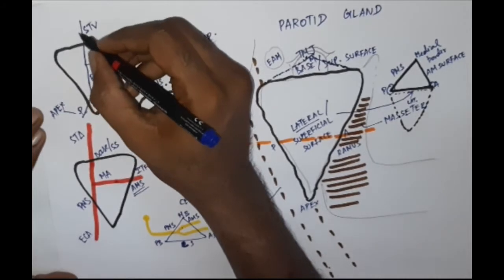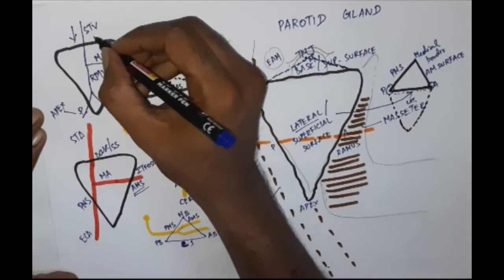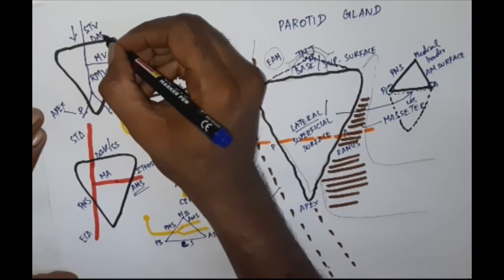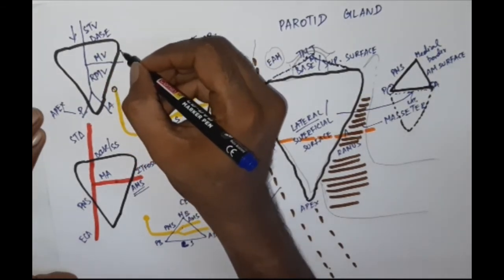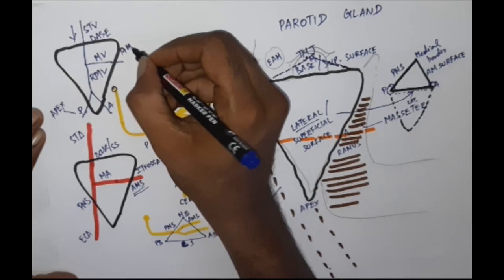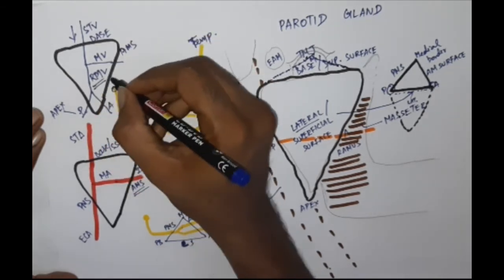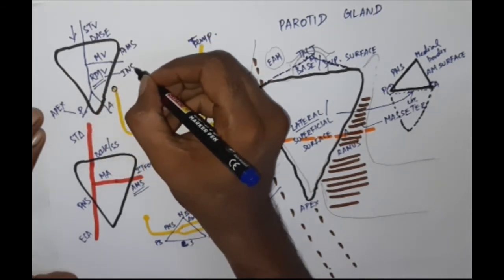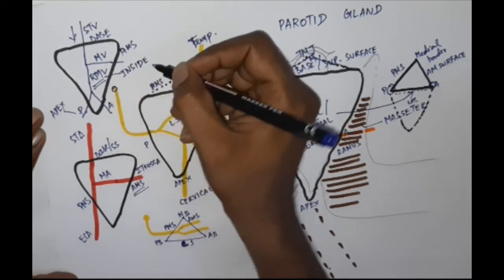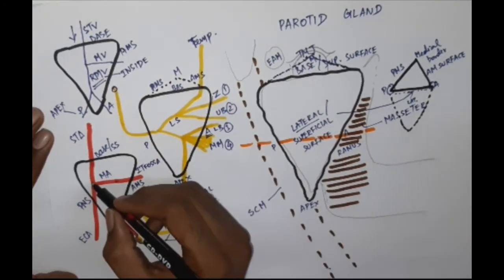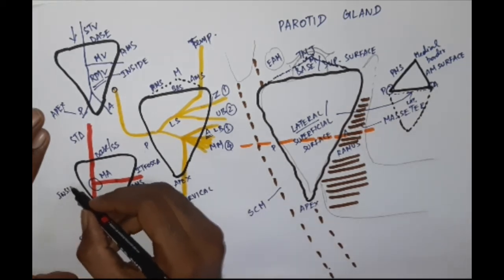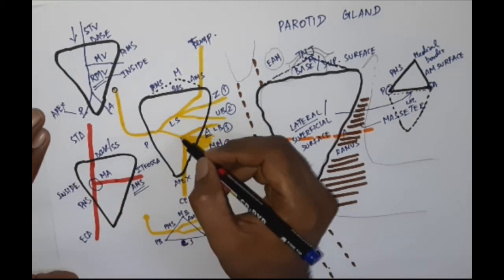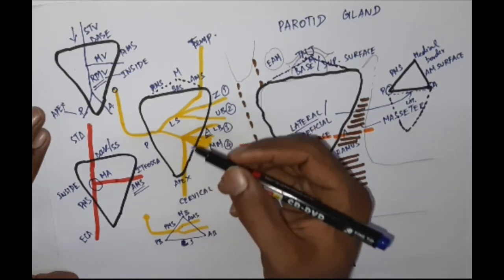This superficial temporal vein, the direction is getting inside through the base. Maxillary vein gets in along the anteromedial surface. This retromandibular vein is actually present inside the gland. Got it? Termination of the carotid artery is present inside the gland. Branching of this facial nerve is present inside the gland.